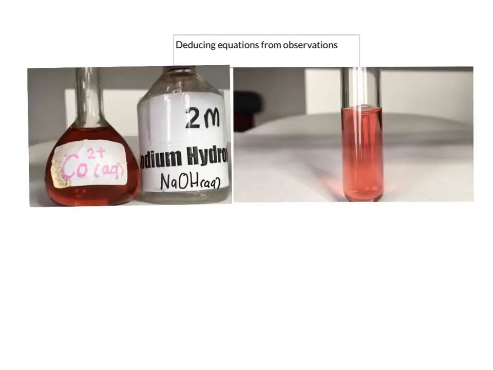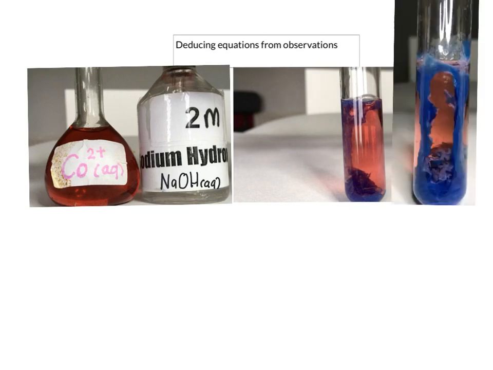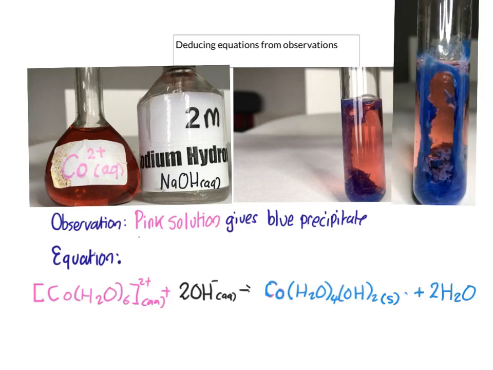This time we've got aqueous cobalt 2+ ions and sodium hydroxide solution. What do you observe, and can you write a balanced equation for that reaction? Your observation is the pink solution, because it's transparent, you can see through it, gives a blue precipitate. You don't need to elaborate on the colour blue. You could have said a purpley blue, but blue will do.